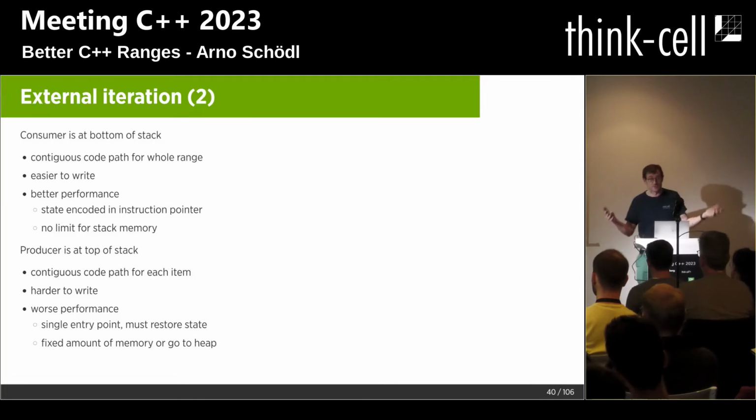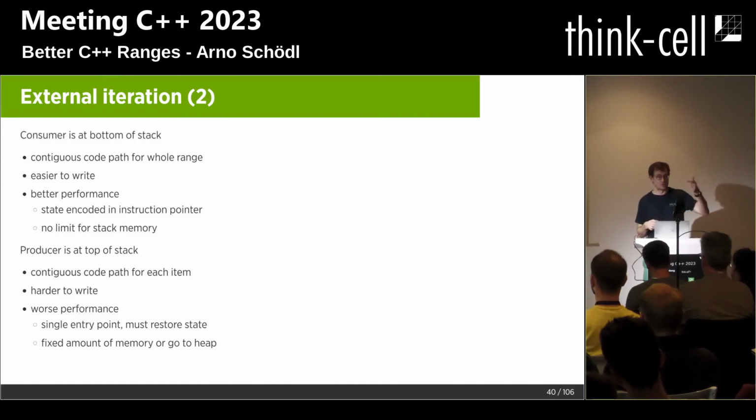So if the code path of your consumer is very complicated, that's a nice thing to have. The producer is at the top of the stack, and being at the top of the stack is not as good because you only have a contiguous code path for each item. So every item is again entering the code at this operator star. And you have to essentially, in this operator star, restore somehow, where am I in my sequence? What do I have to do?